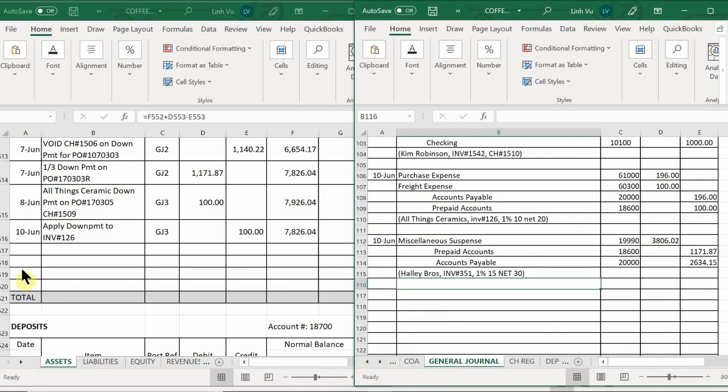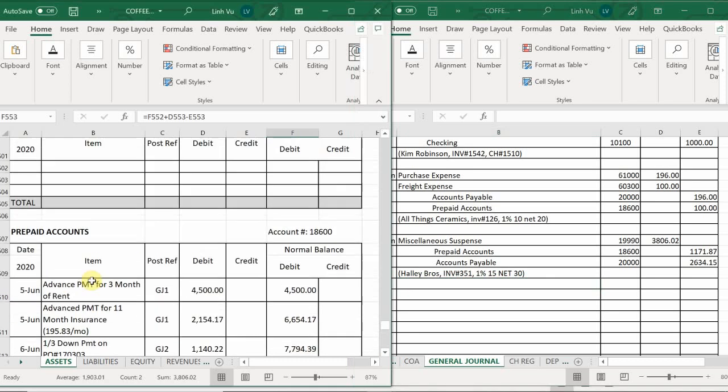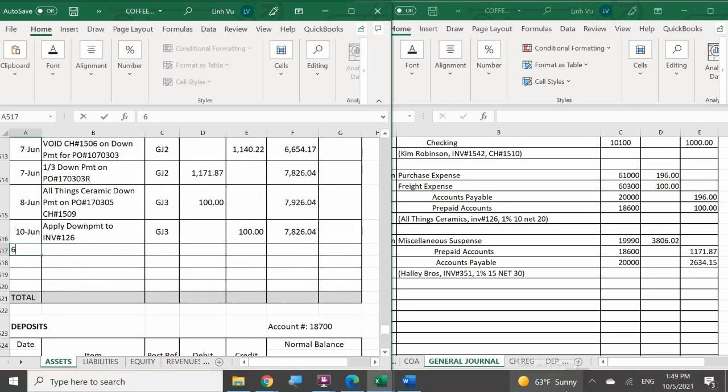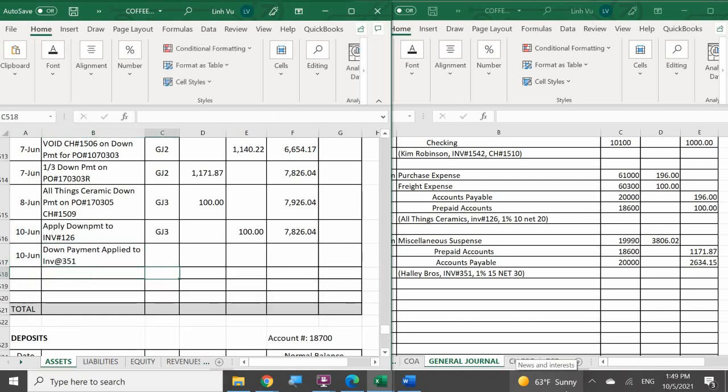Okay, so now we got to go to prepaid accounts because we have to apply our voucher, right? Because we put a deposit into here and it got applied to an invoice. So in this case, I need to update my ledger account here for prepaid accounts to say down payment applied to invoice number 351.